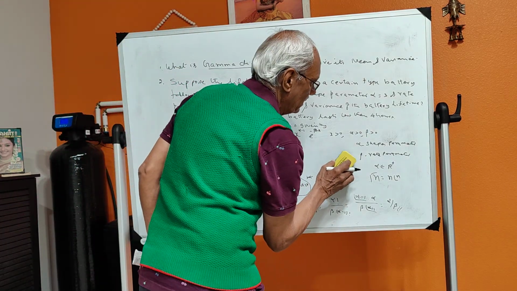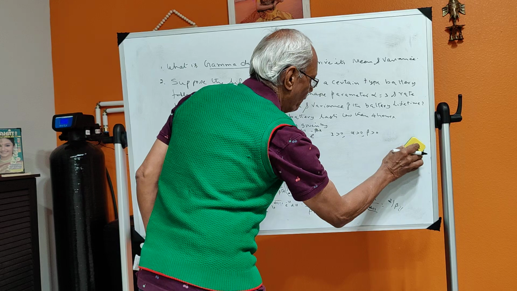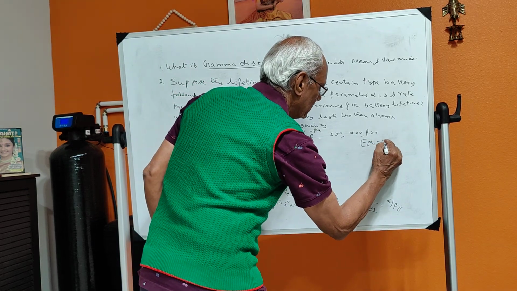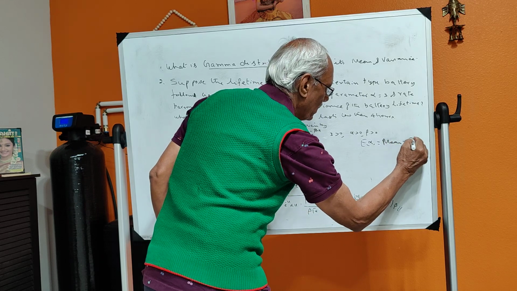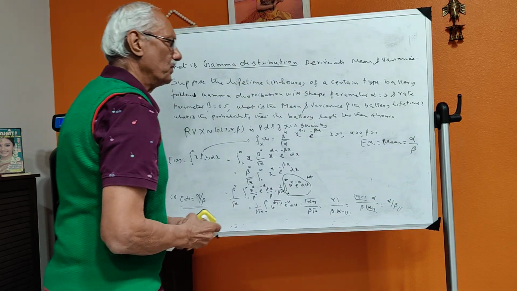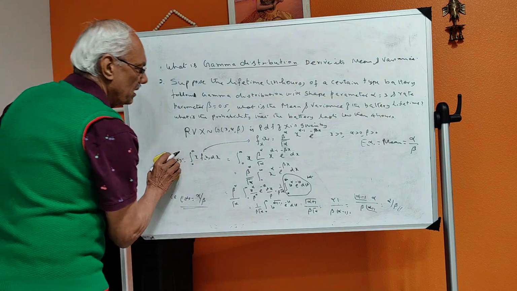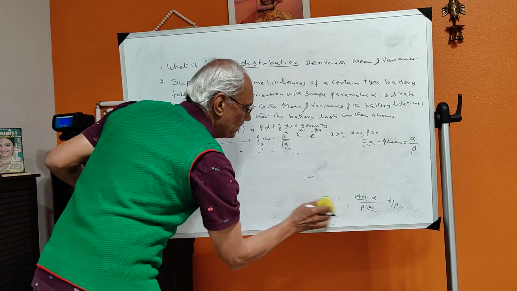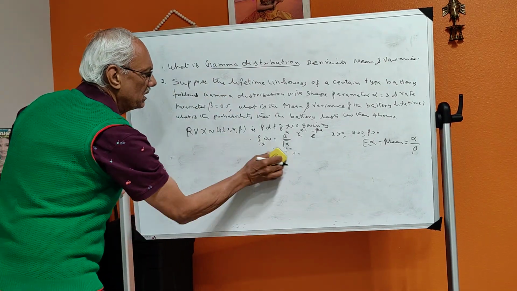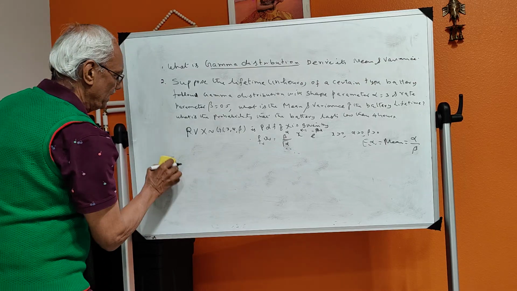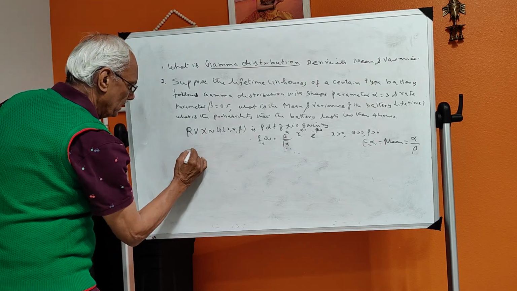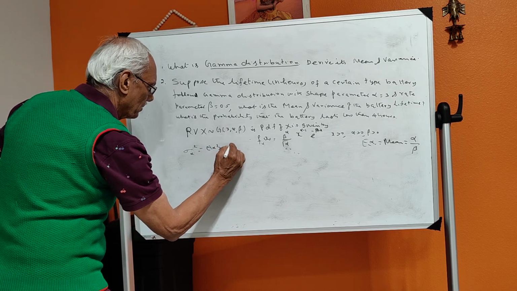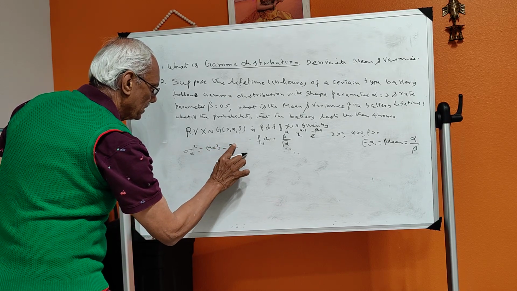So what do we get here? The mean E of x is equal to alpha by beta, where x follows the gamma distribution. Now let us do the variance of it. What is the variance of it? Variance is equal to E of x squared minus E of x whole square.